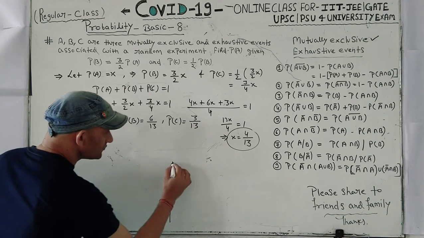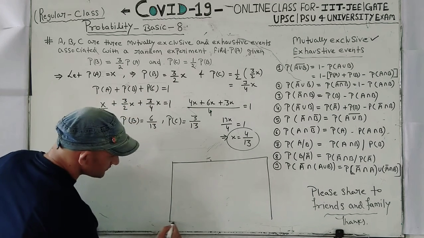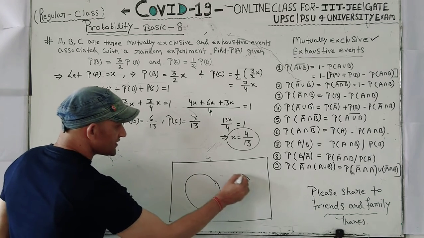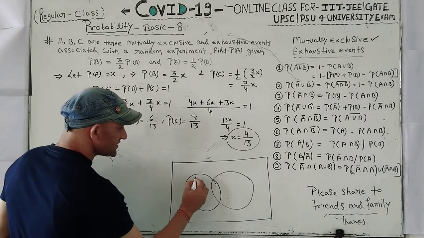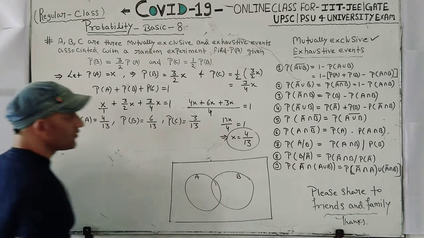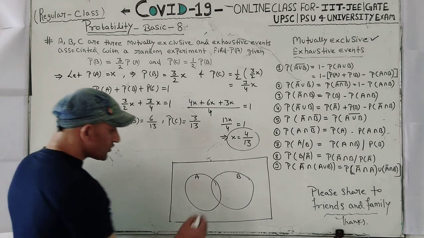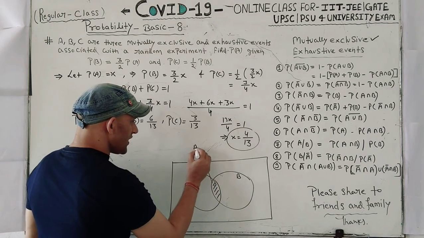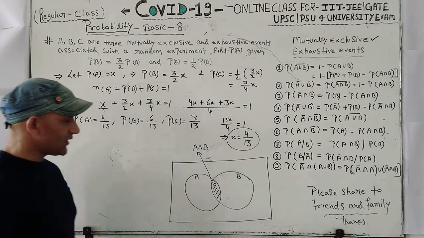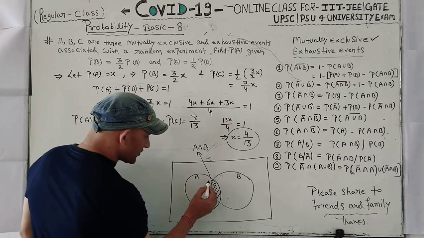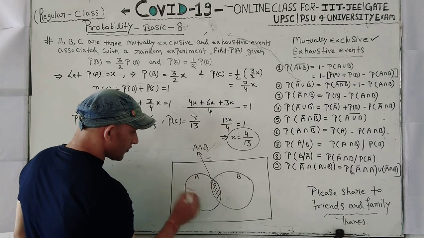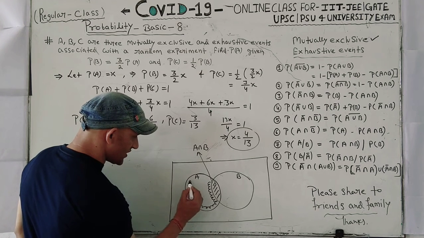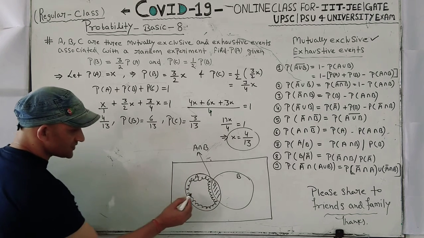Again I will explain. This is the Venn diagram. In your Venn diagram, this is A and this is B. This part is A intersection B. This whole is A, but what about this part? This is only A.